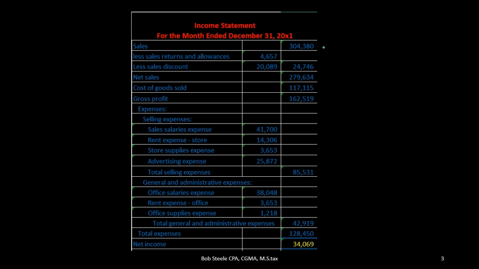Rather than just having sales or revenue minus all the expenses, we may have some more categories on the income statement. For example, in the revenue section, we might call revenue sales for a manufacturing or merchandising company, and we may have things that reduce that sales amount, such as sales returns and allowances and sales discounts that gives us net sales, not net income, but net sales.